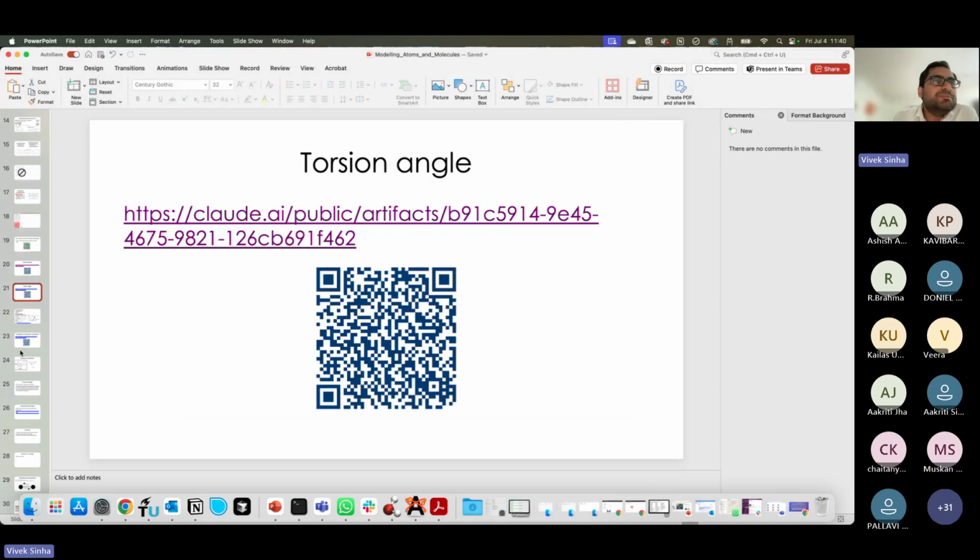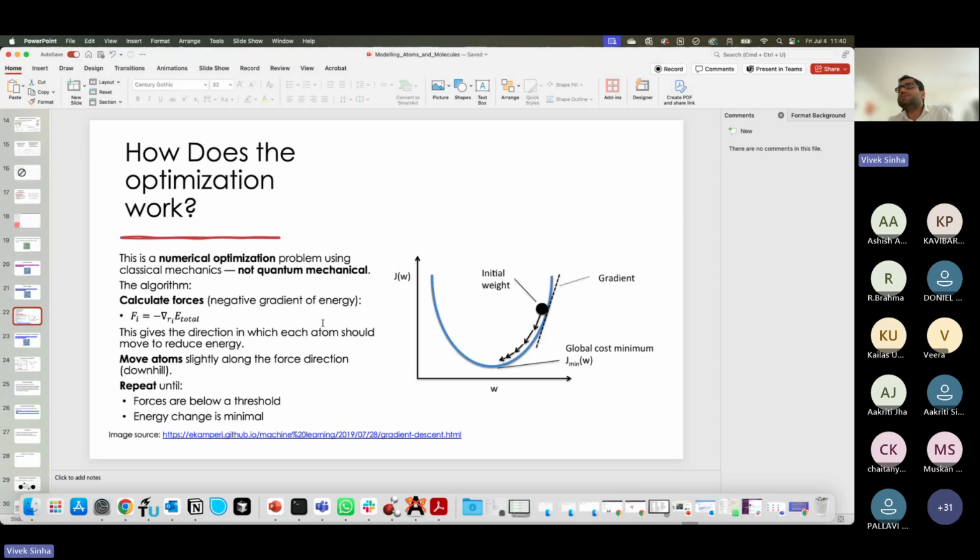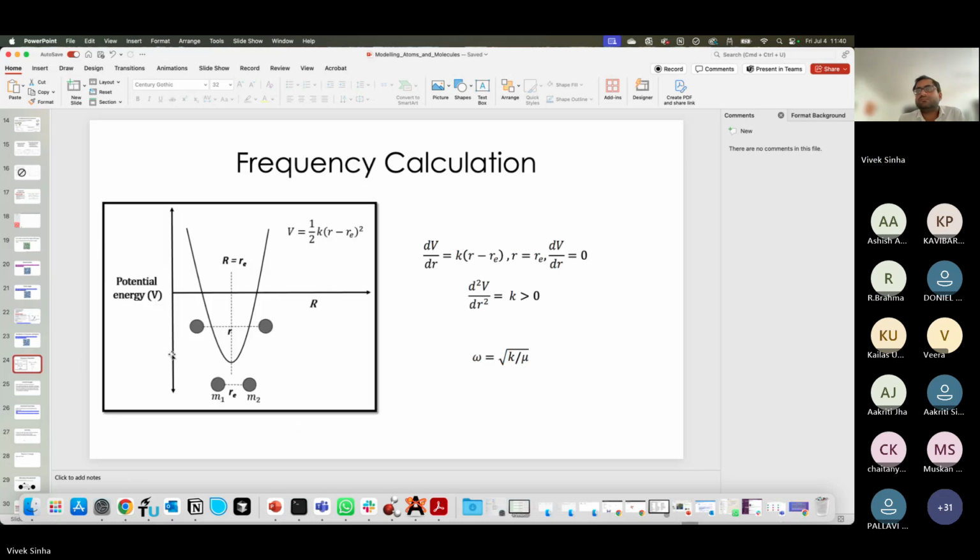Perfect. Any further questions from anyone? Do you find the Anthropic artifacts with animations useful? Do they give you some kind of intuition to understand the system? Yes, sir. They are very interactive.